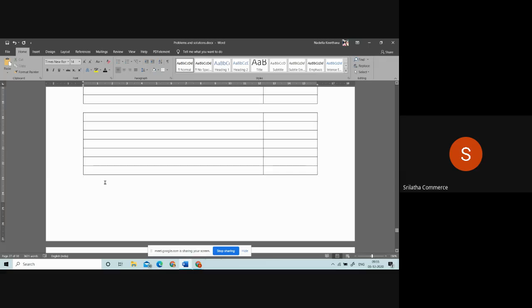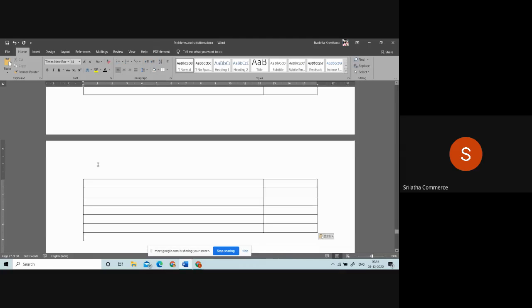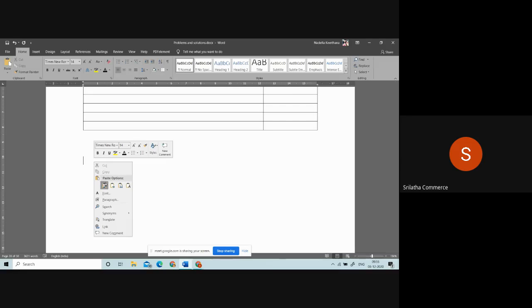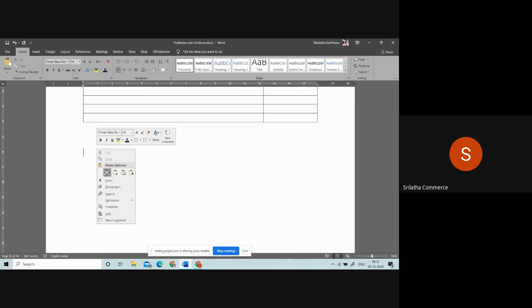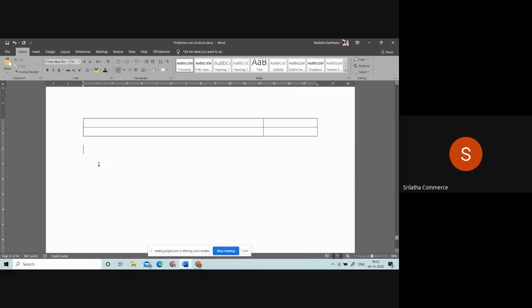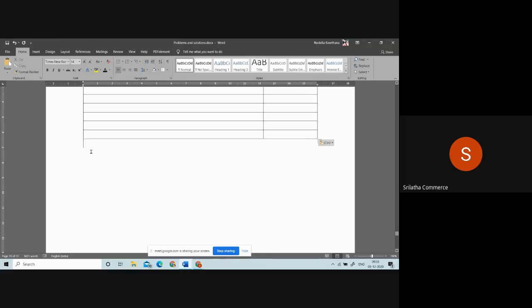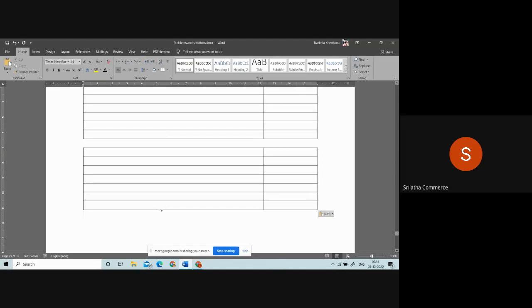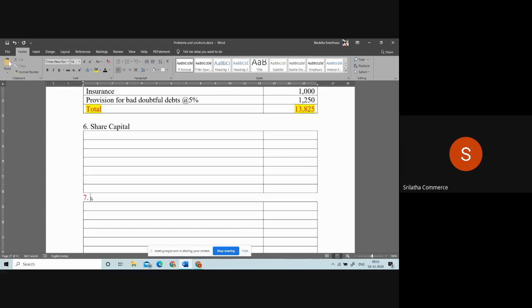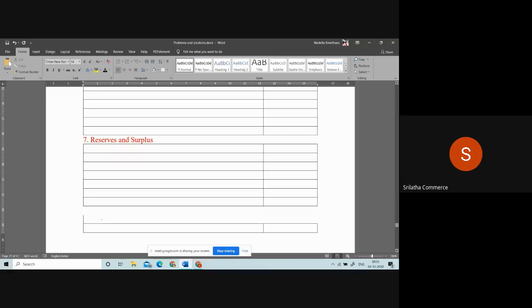Copy, on reserves and surplus. Then after reserves and surplus, next it was what, ma? Reserves and surplus. Everyone put the rows and columns. I think it is enough. Now you tell me, ma, what all are there? Share capital. Then 7 is reserves and surplus. 8 is long-term borrowings.